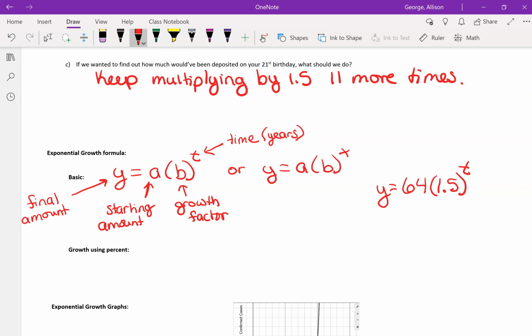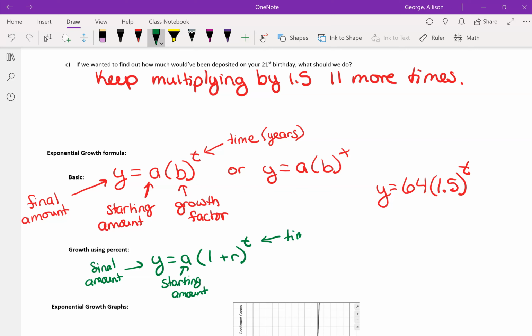Now, originally, they gave us that information as a percent, and there's a different formula that still ends up being the exact same thing that you can do using percent. So it's y equals a times 1 plus r to the power of t. All right, y is still your final amount, a is still your starting amount, t is still time. The only thing that's changed now is our r. That is our growth rate.